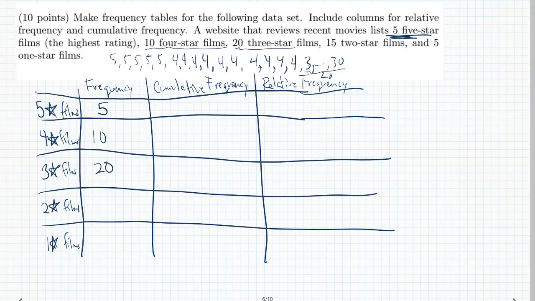So a lot of people confuse this. They think the data is 5, 10, 20. No, the actual data values are 5, 4, 5, 5, 5, 5, 5, 4, 4, 4, 4, 4, and so on and so forth. So if you're finding an average rating, things like that, that's how you use this. So when you see that sort of summary. So our next bit, 15 2-star films, and then last but not least, we have 5 1-star films.